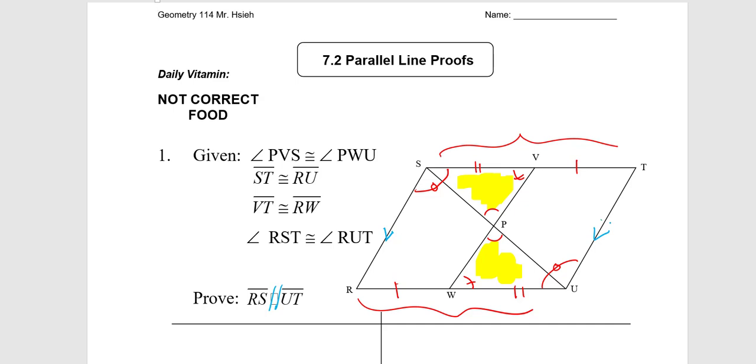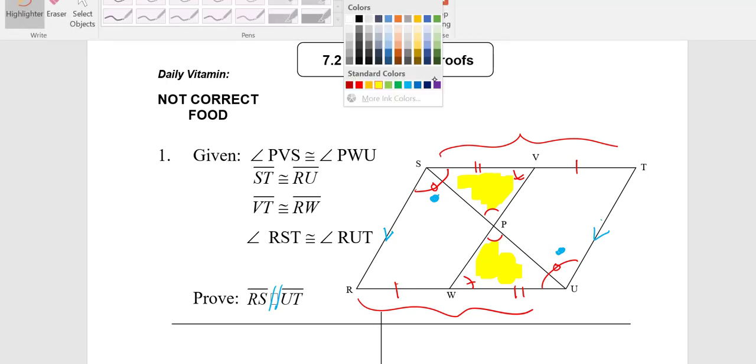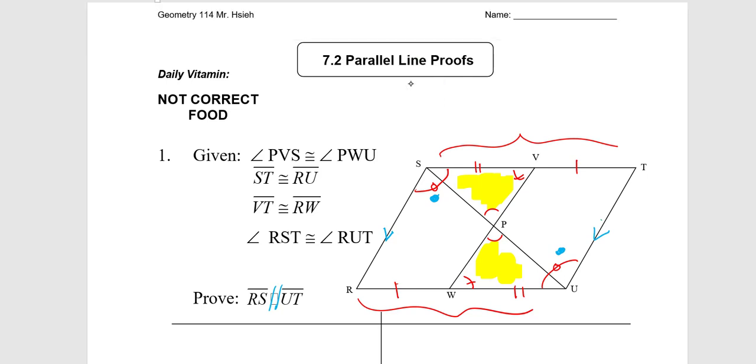And if I'm working backwards on this, hopefully you can see that what I really need is this angle to be congruent to this angle, because those would be alternate interior angles. So I'd be looking at this, this, and that to get the lines parallel to each other. And it looks like I should be able to get a CPCTC from this being congruent to this, and then do a subtraction to get those alternate interior angles congruent.